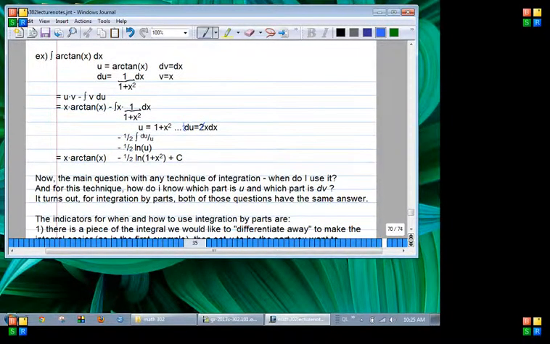Like this example, the integral of arctan x dx. I don't know anything about integrating arctan x. The only thing I know is how to take the derivative. So integration by parts lets you do that. You set u equal to arctan x, and you take the derivative, and you turn it into something different that you can work with.